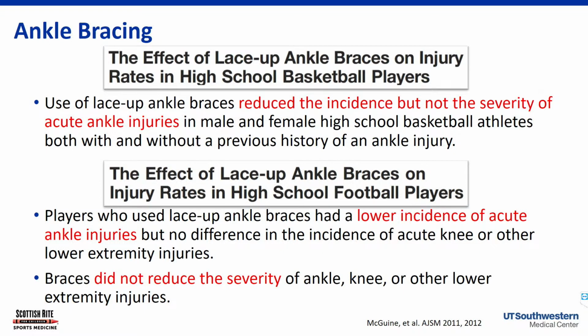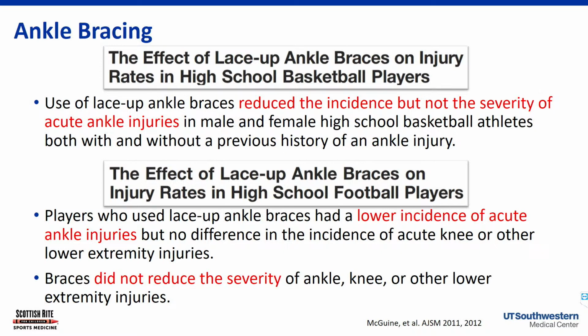So one-third the risk of injury in those who had bracing versus those who didn't, and about half in the football players. So a pretty significant reduction in the risk of ankle sprains, at least in this group that wore braces. And these are just the standard lace-up ankle braces that they wore. They did not see an increase in knee injuries or severity of knee injuries.